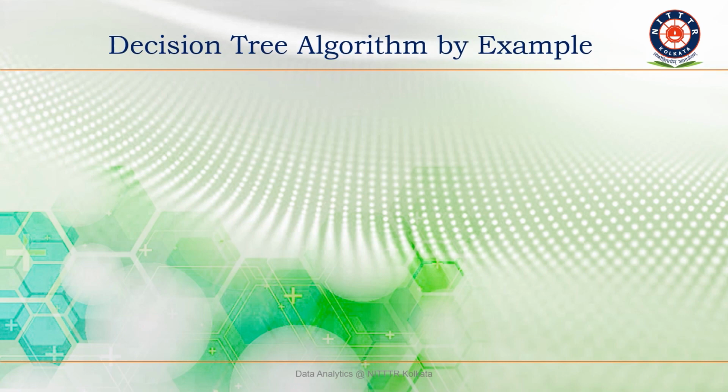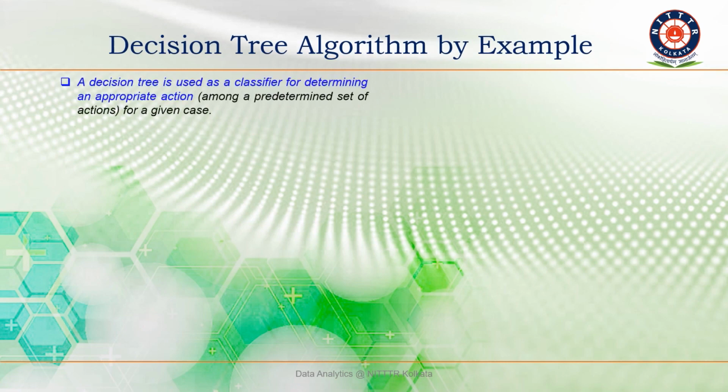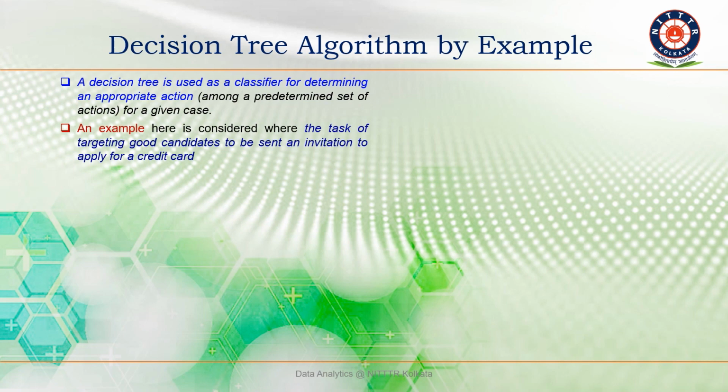Let us describe the algorithm by an example where a decision tree is used as a classifier for determining an appropriate action. Consider the task of targeting good candidates to be sent an invitation to apply for a credit card. Given certain information about an individual, we need to determine whether or not he or she can be a candidate.